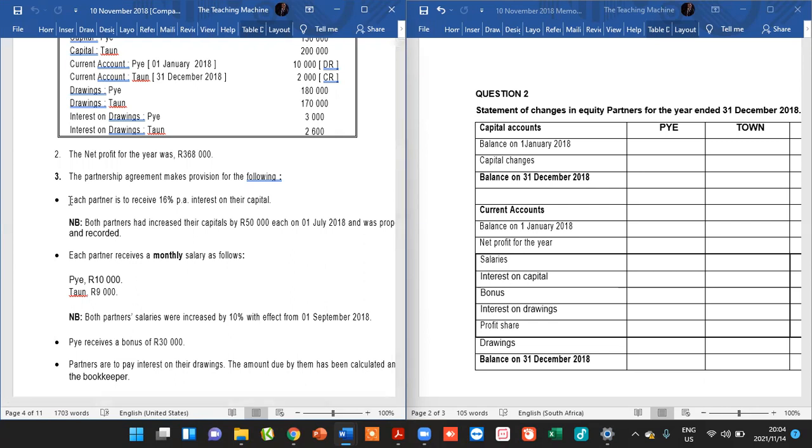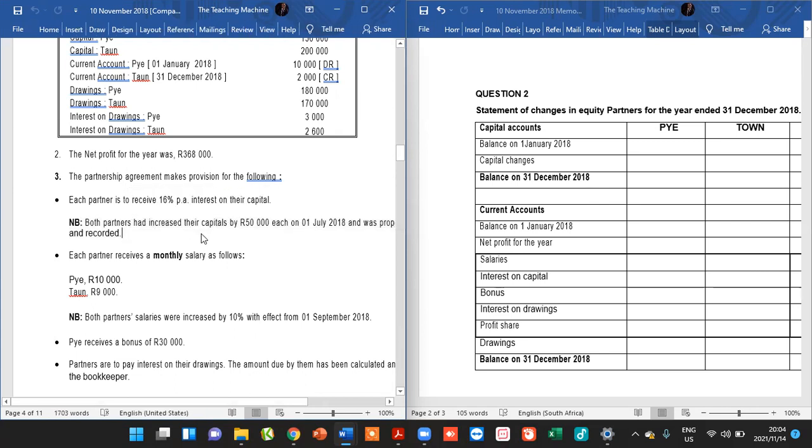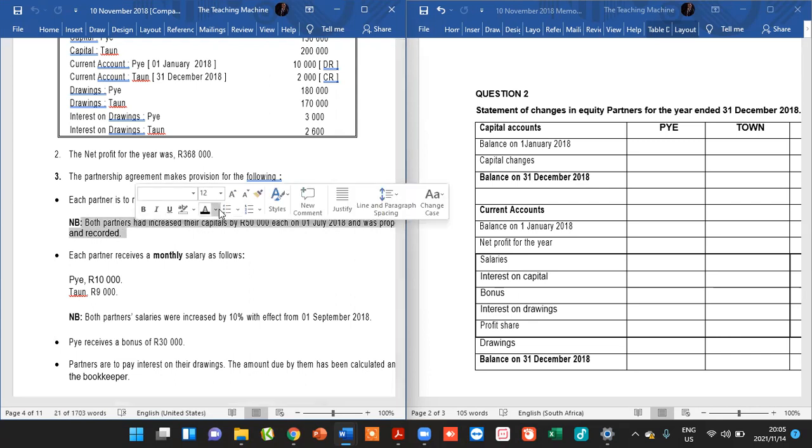Now, this is the information that relates to the interest on the capital. Each partner is to receive 16% per annum on their capital. Both partners had increased their capital by 50,000 each on the 1st of July 2018 and was properly recorded. Let's highlight this information. It's very important.